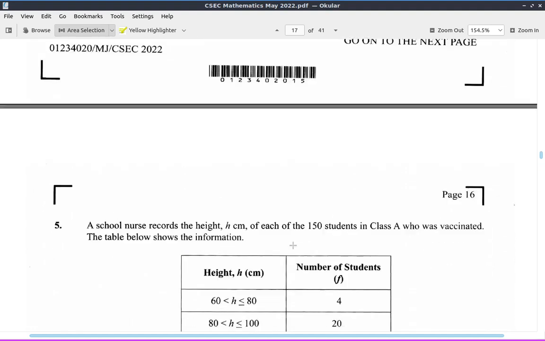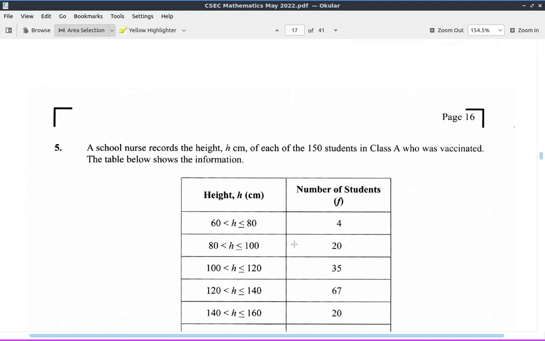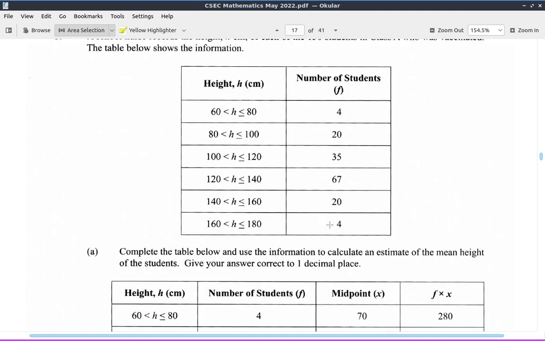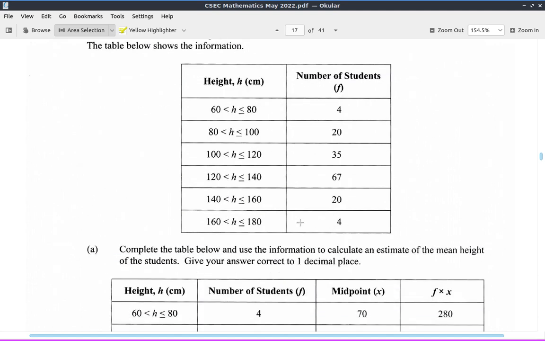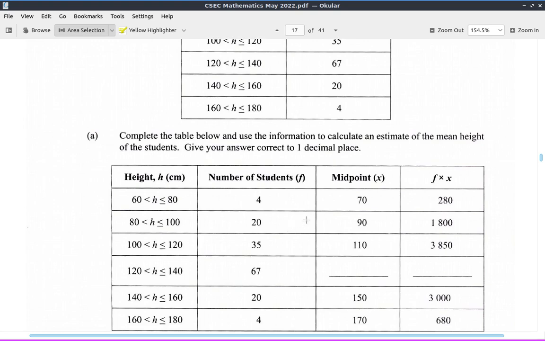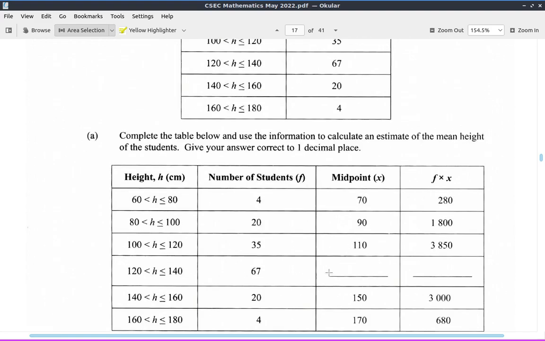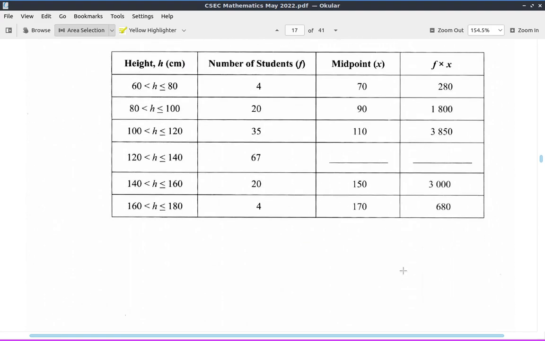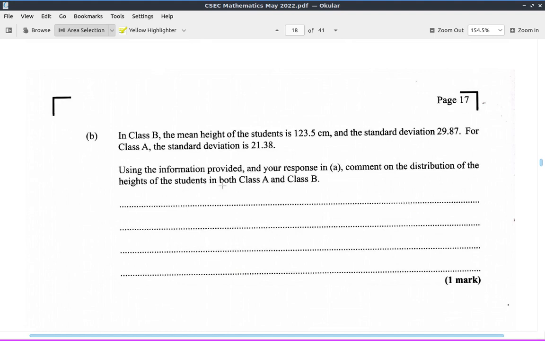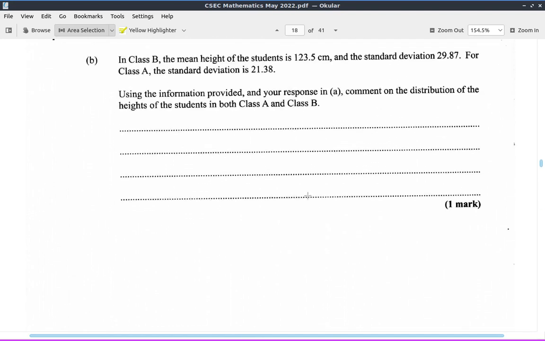Question 5. Okay, this looks like, alright, this falls under statistics. And this is some sort of table. Frequency table. You have midpoint, number of students, F times X, height in centimeters. Okay. So you have to fill the missing part out, and calculate the mean height and so on and so forth here.